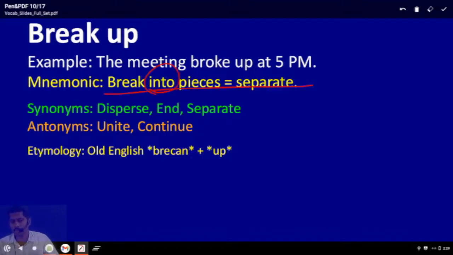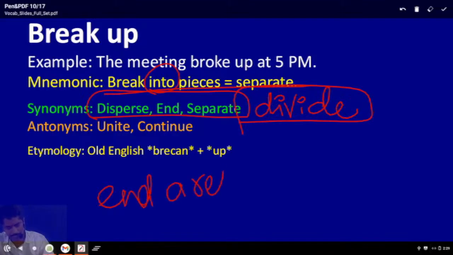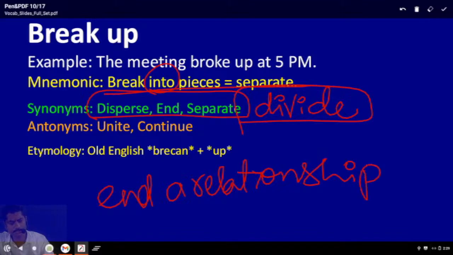The meeting broke up at 5 p.m. Disperse, end, separate is called breakup. You can also use divide. This is one meaning. Other meaning is end a relationship is breakup. End a relationship is called a breakup.